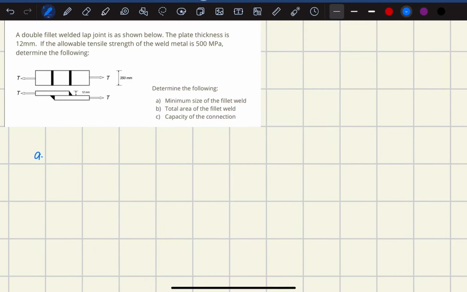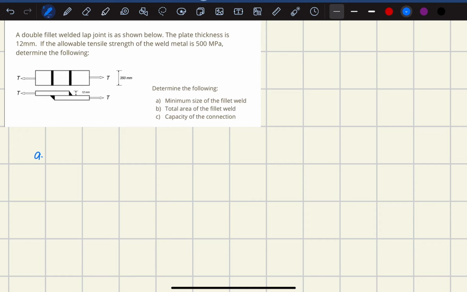To apply those concepts: a double fillet welded lap joint is as shown below. The plate thickness is 12 mm. If the allowable tensile strength of the weld metal is 500 MPa, determine the following. In letter A, we need to determine the minimum size of the fillet weld.